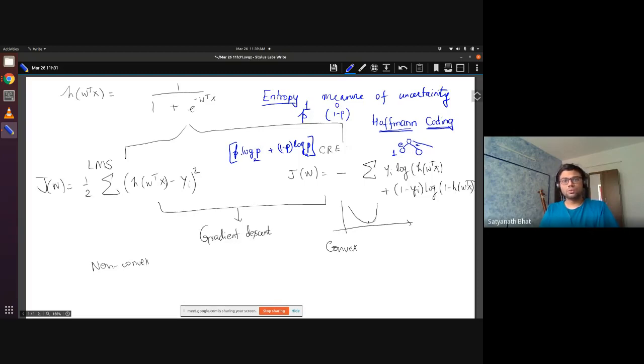Do you understand? So if p is half, this will be the most entropy that you will see. So this will be the largest for p equal to half.